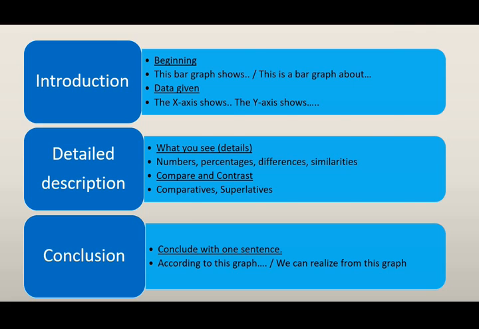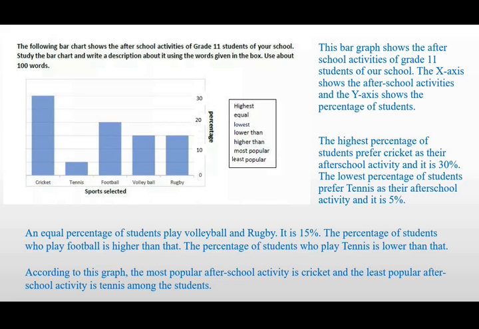Then we can look at an example. Look at this graph. The following bar chart shows the after-school activities of grade 11 students of your school. Study the bar chart and write a description about it using the words given in the box. Use about 100 words. They will give you the word limit and the list of words. By giving you the list of words, they are expecting you to write meaningful and correct sentences using these words. They are going to give you marks that way.